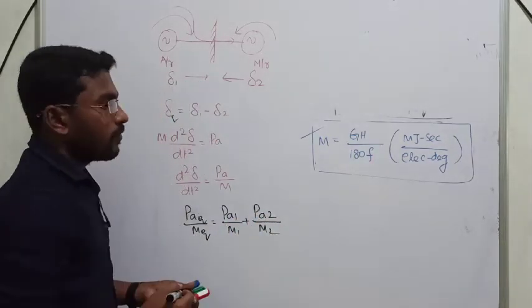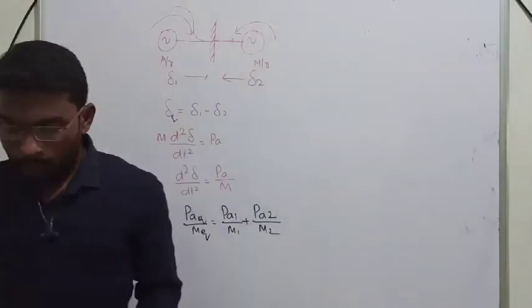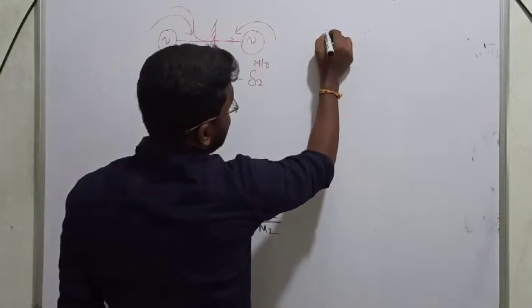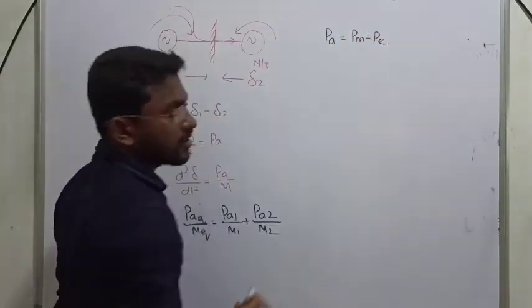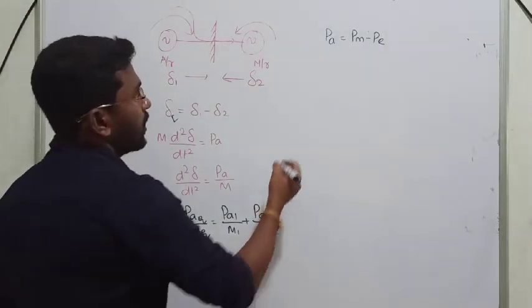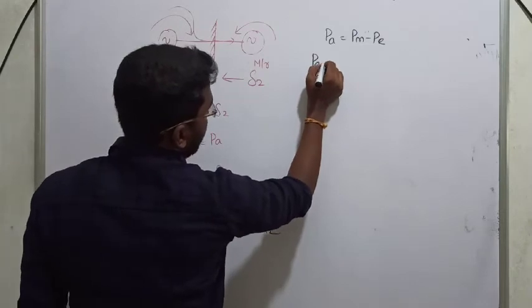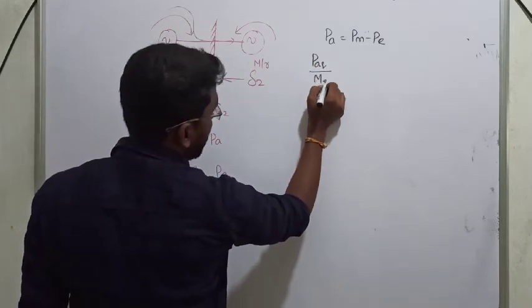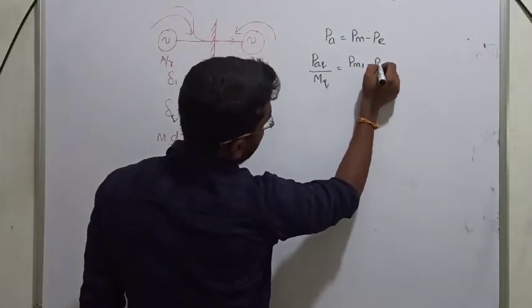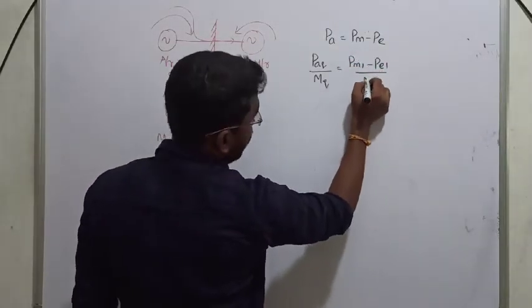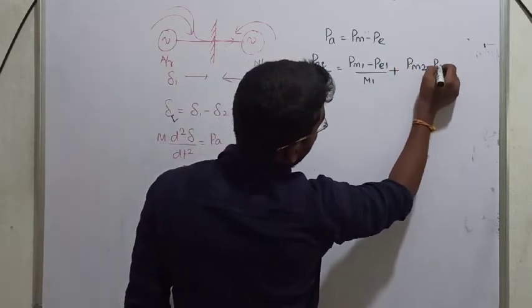In the next step, what we all know, accelerated power can be written as mechanical power minus electrical power. Of course, that is correct, sir. So with the help of this, let me substitute. So Pa equivalent, that is accelerated power equivalent divided by m equivalent is equal to, let me replace, Pa1 can be written as Pm1 minus Pe1 divided by m1 plus Pm2 minus Pe2 divided by m2.